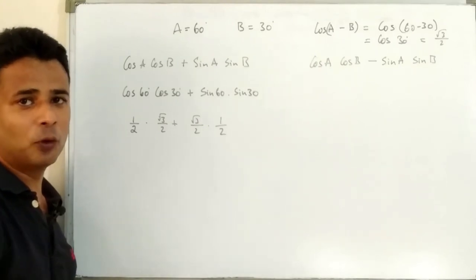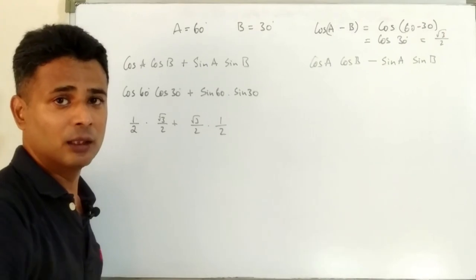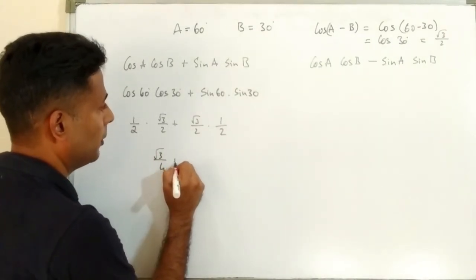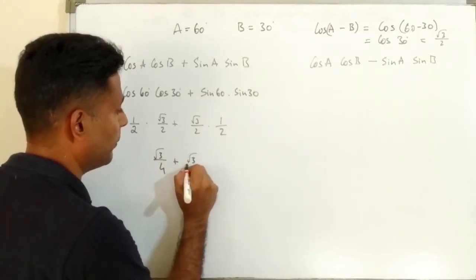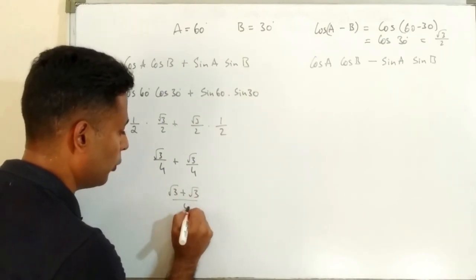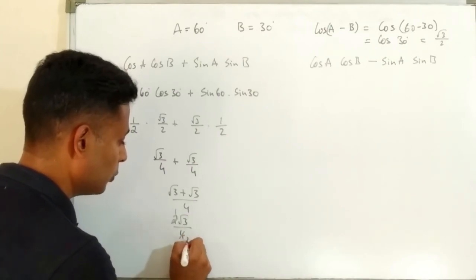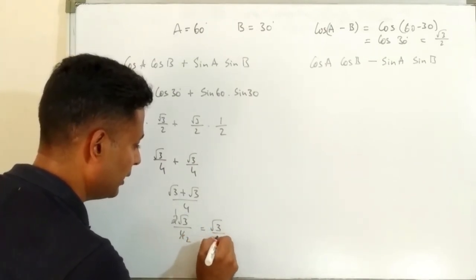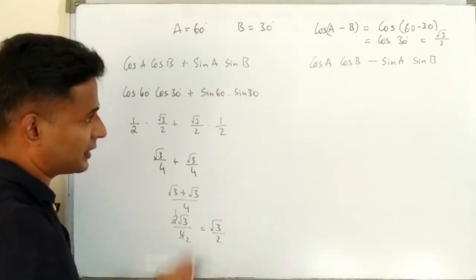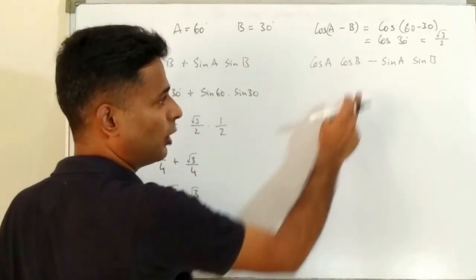Guys, I hope by now you know the table and you're practiced enough not to have to refer to the table. So this becomes 1 by 2 into root 3 by 2, root 3 by 4, plus root 3 by 2 into 1 by 2, root 3 by 4. The denominator is the same, so we get root 3 plus root 3 by 4, that is 2 root 3 by 4, and twos cancel, so we get root 3 by 2. So we have already got our answer, cos(A minus B) is equal to this. If you want, you can check for this, but we have already got it, it's equal to this, so it will not be equal to this.